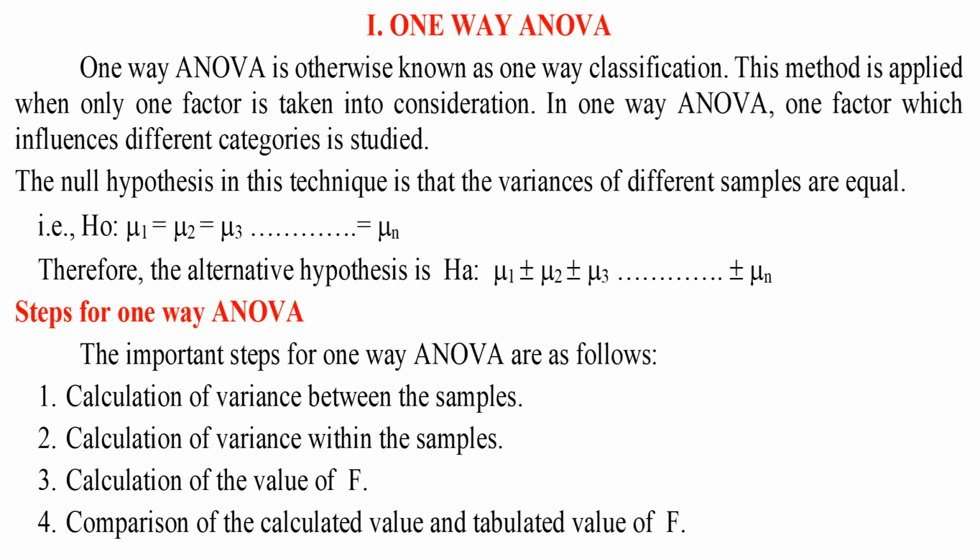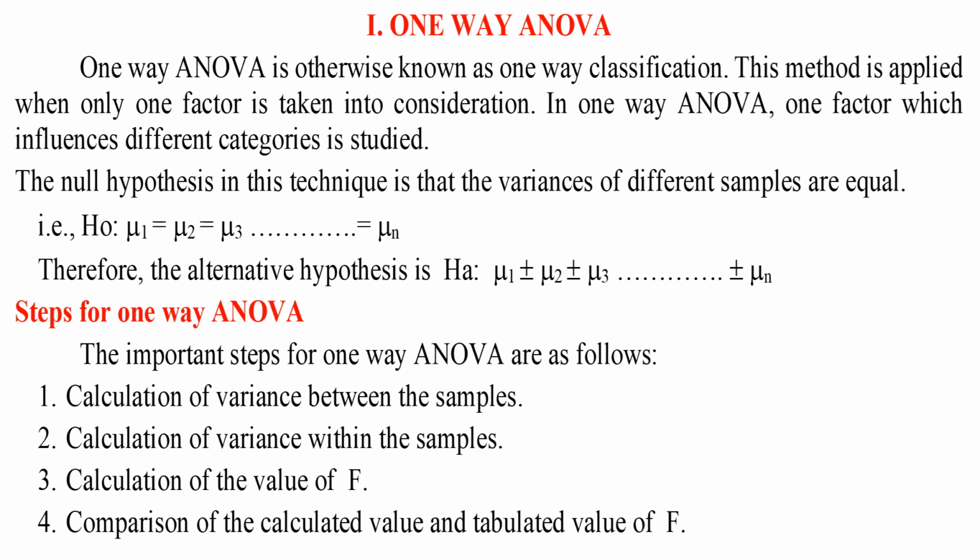One-way ANOVA. One-way ANOVA is otherwise known as one-way classification. This method is applied when only one factor is taken into consideration. In one-way ANOVA, one factor which influences different categories is studied. The null hypothesis in this technique is that the variances of different samples are equal.